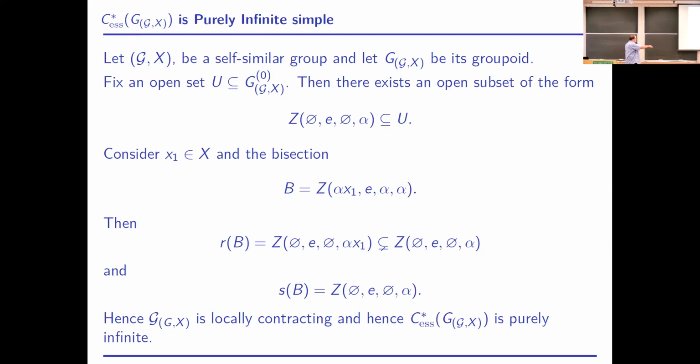And so the range of this thing is just the cylinder set with alpha x1. This is strictly contained. It's also closed because it's compact in a Hausdorff set. And so it's strictly contained in Z E alpha, and the source is just back where we started. So immediately we have that it's locally contracting, and as we showed before, it's minimal and effective, hence topologically free, and so we get the essential C-star algebra being purely infinite.